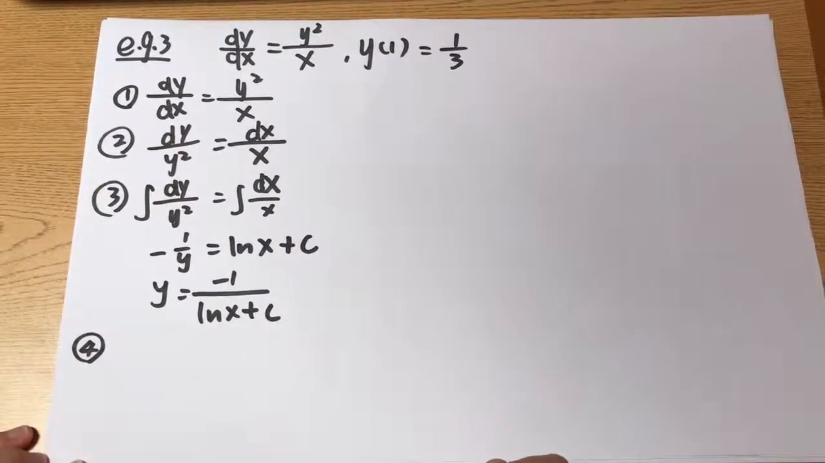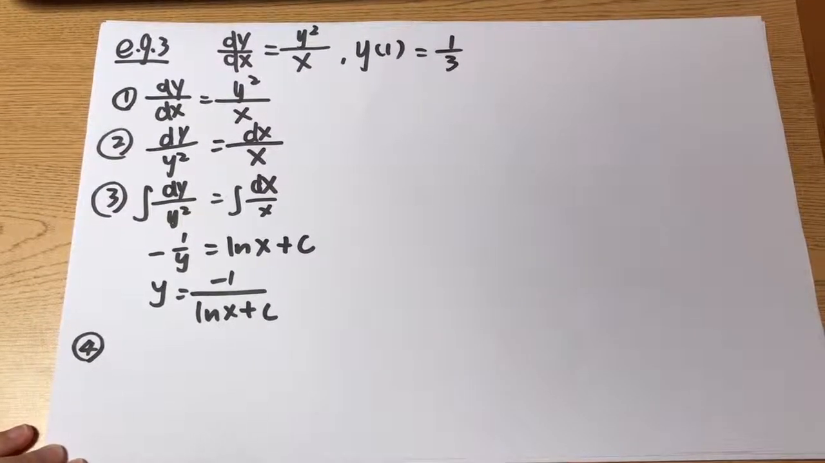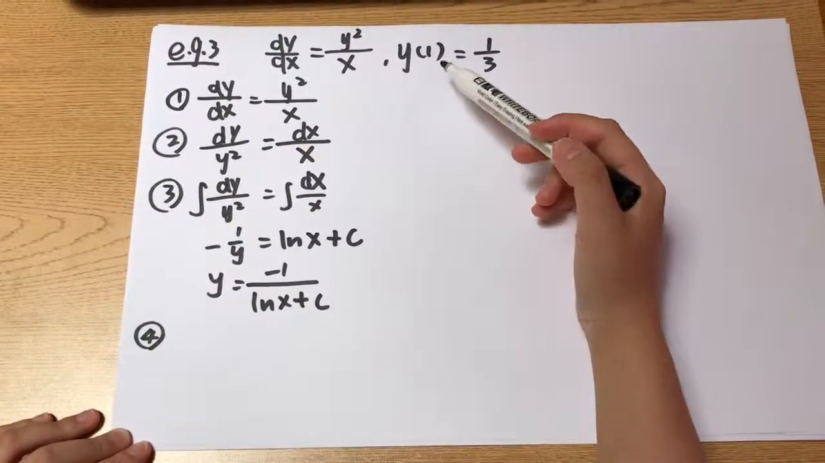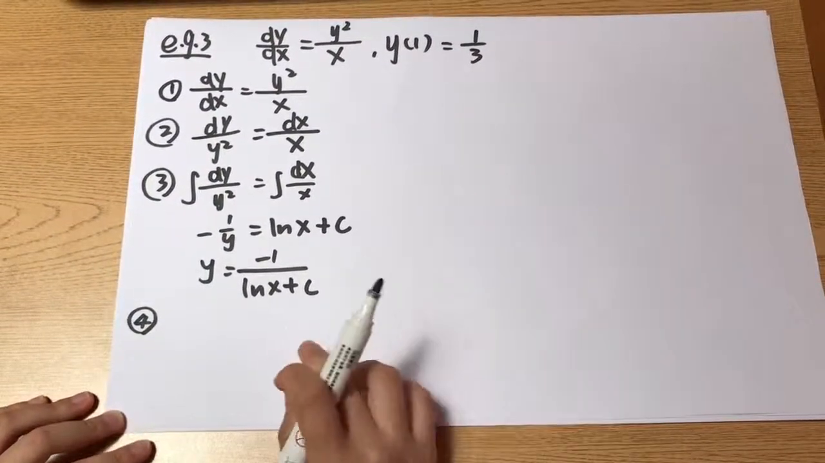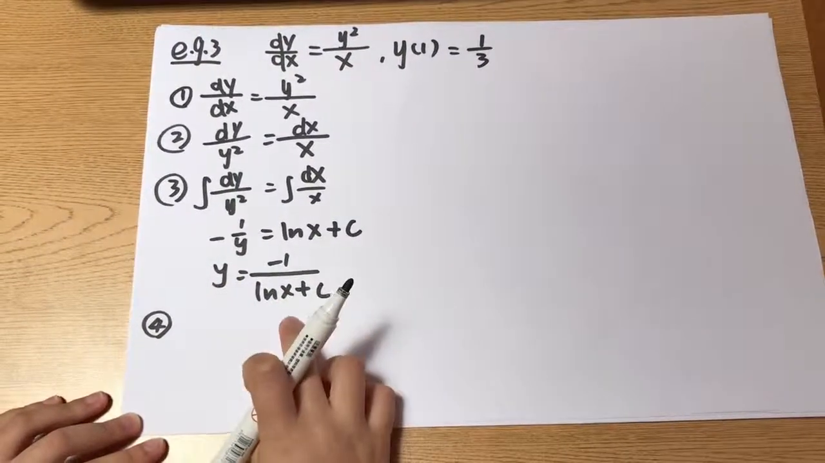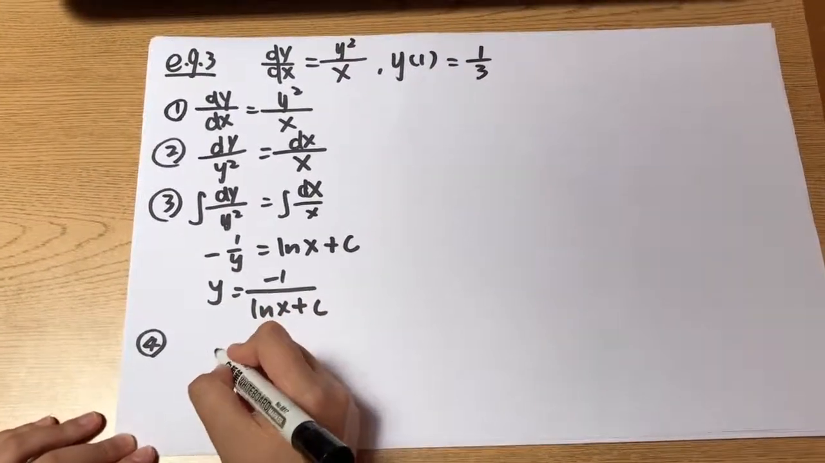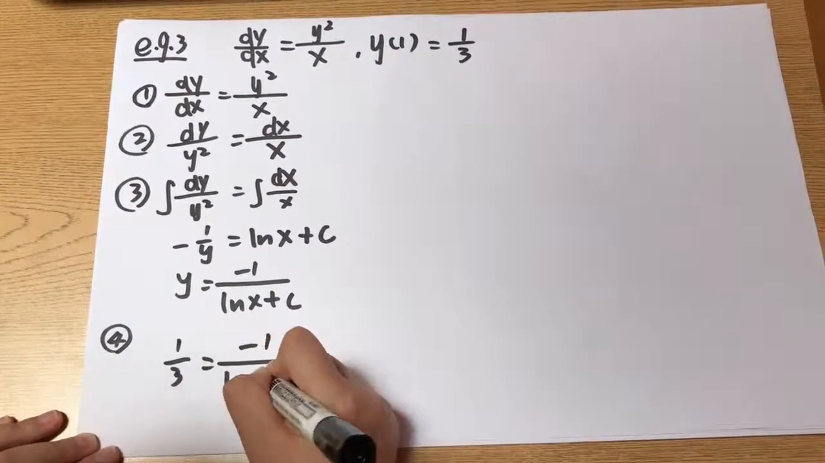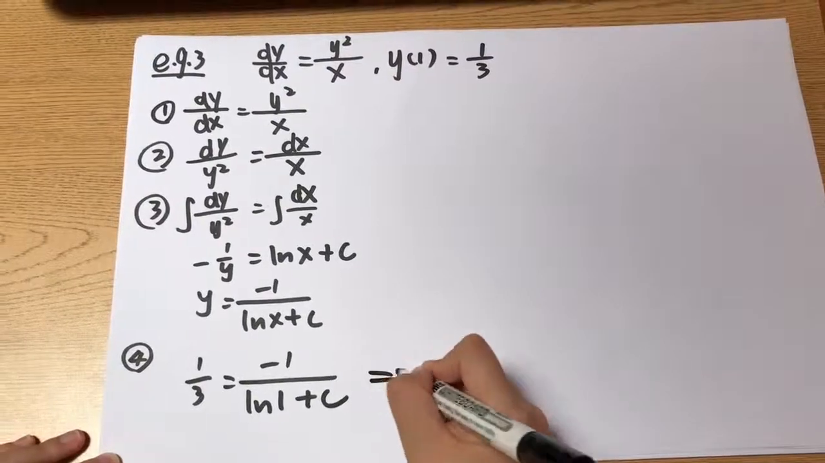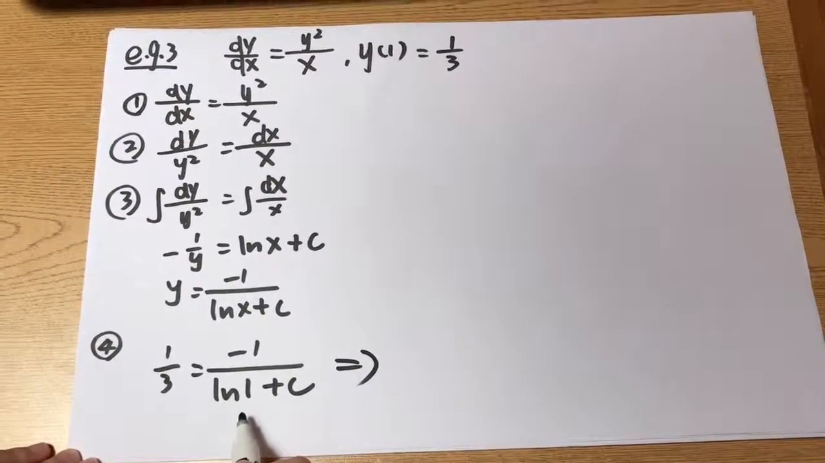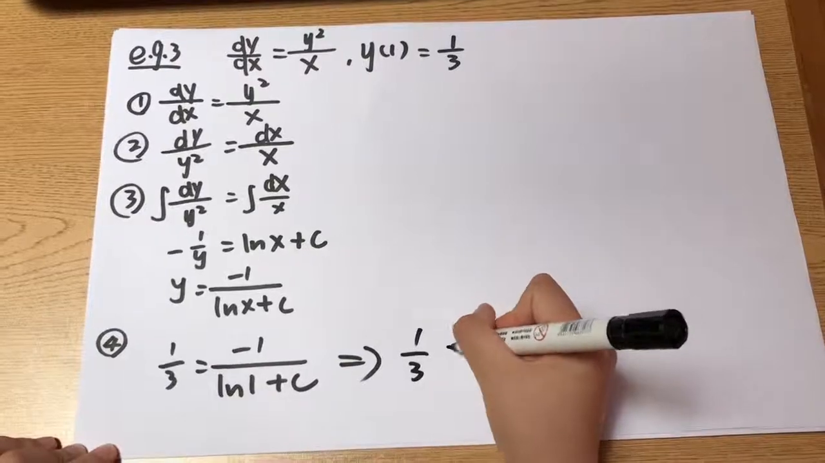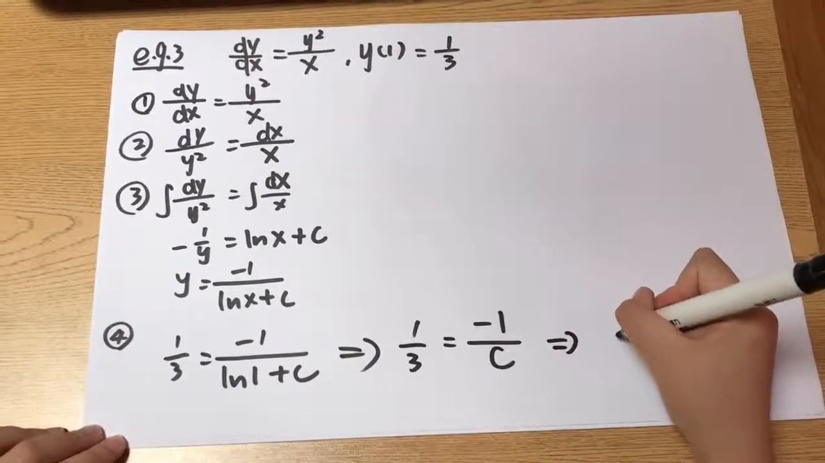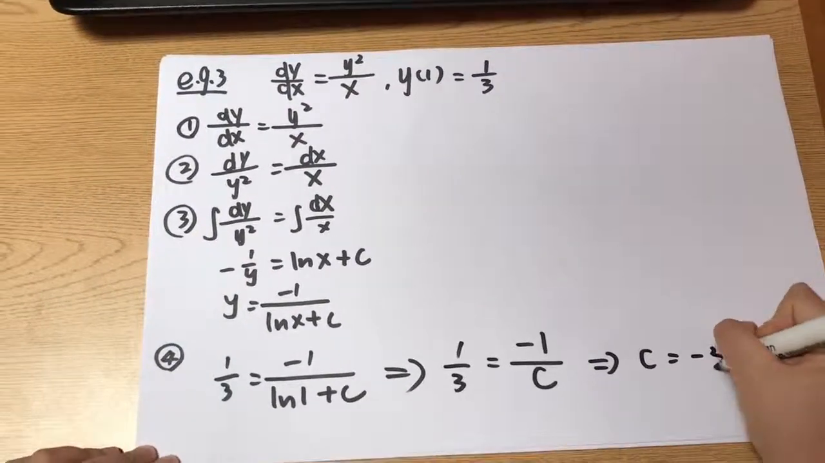And the next step is solving for the constant. In this case, from the problem, we can tell that when x equals 1, y equals 1/3. So we plug in the x and y values here, and from our knowledge, we know ln 1 equals 0. Doing some math here, we can get that c equals -3.